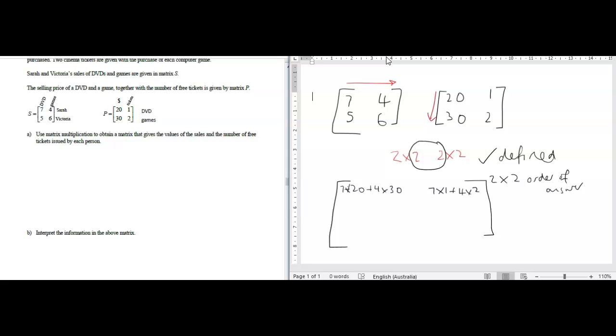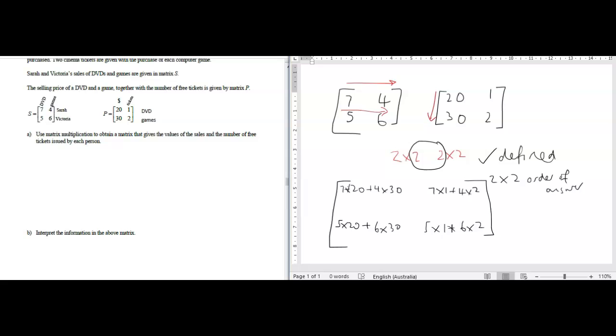You can write the answers as you go if you like, or wait until the end. Then we do the second row, and then we do the first column, second row, second column. All right, so 5 times 20 plus 6 times 30, and then 5 times 1 should be a plus, and then 6 times 2.